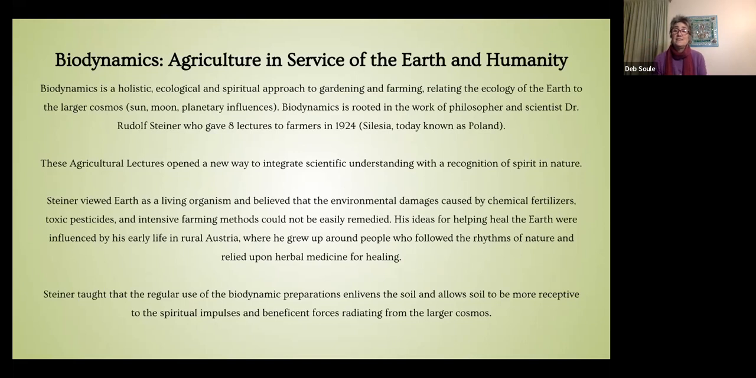So we see Rudolf Steiner, who was the kind of founder of biodynamics. He was born in the 1860s, and he grew up in rural Austria, where he was immersed in a very rural culture that honored the seasons and the rhythms of nature, and where people were still really relying on herbal medicine for healing. So that's what he was born into.